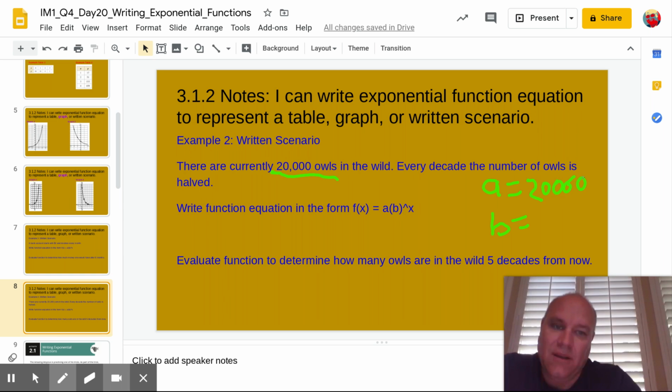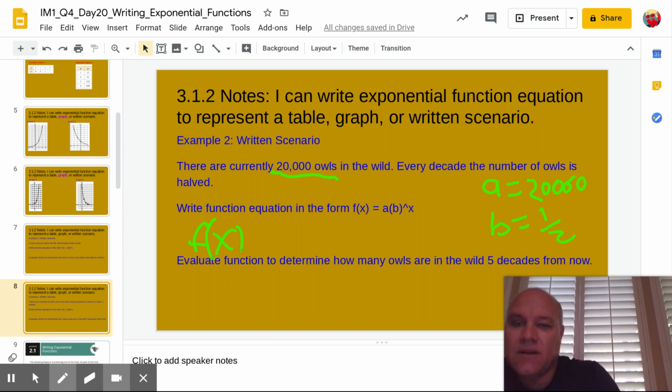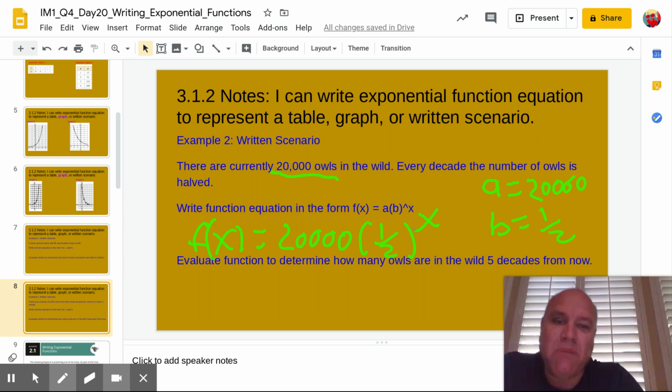20,000. And then every decade, so our period of time is a decade. So 1 is 10 years, 2 is 20 years, 3 is 30 years, and so on. But every decade, the number of owls is halved. Well, halved means 1/2. So b is 1/2. So our function is f of x equals 20,000 multiplied by 1/2 to the x power.